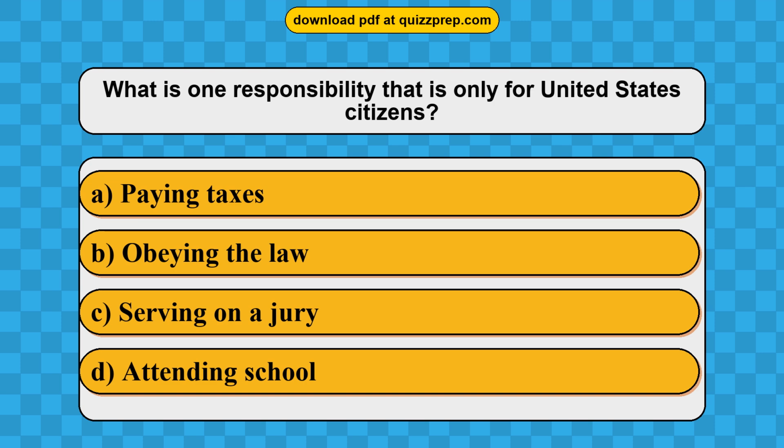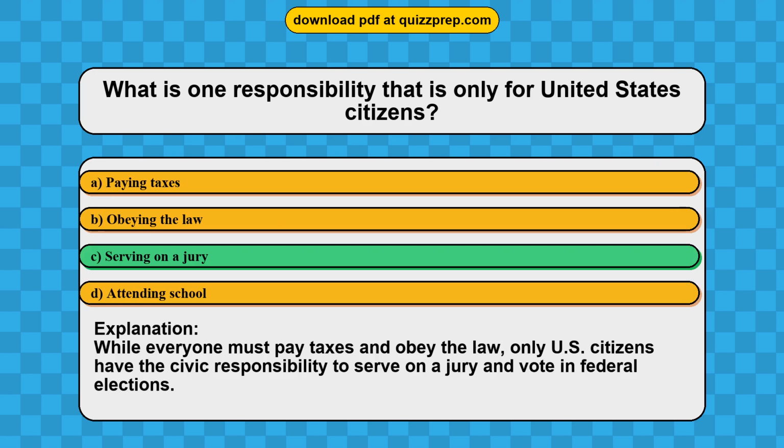Question 73. What is one responsibility that is only for United States citizens? Option A, paying taxes. Option B, obeying the law. Option C, serving on a jury. Option D, attending school. The correct answer is option C, serving on a jury. While everyone must pay taxes and obey the law, only U.S. citizens have the civic responsibility to serve on a jury and vote in federal elections.